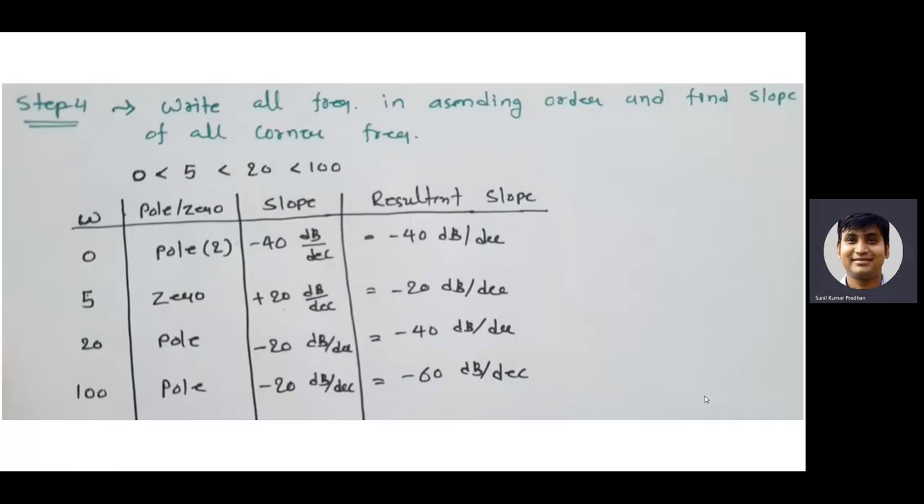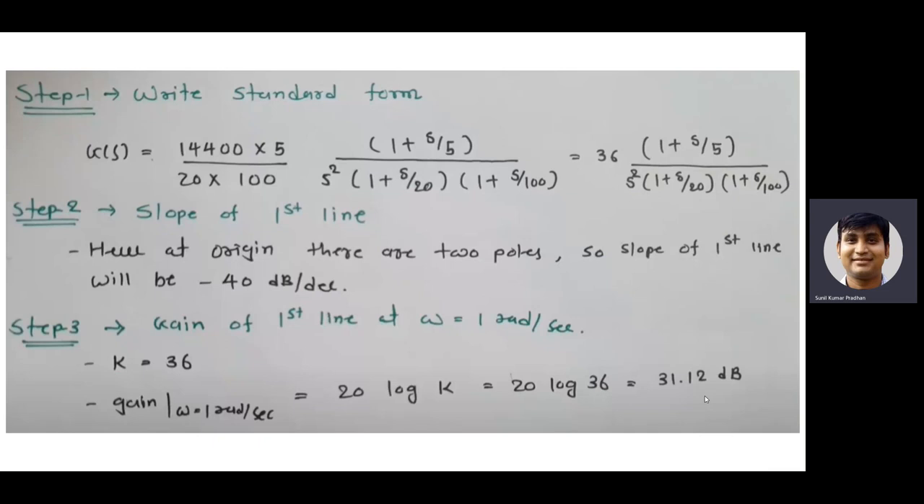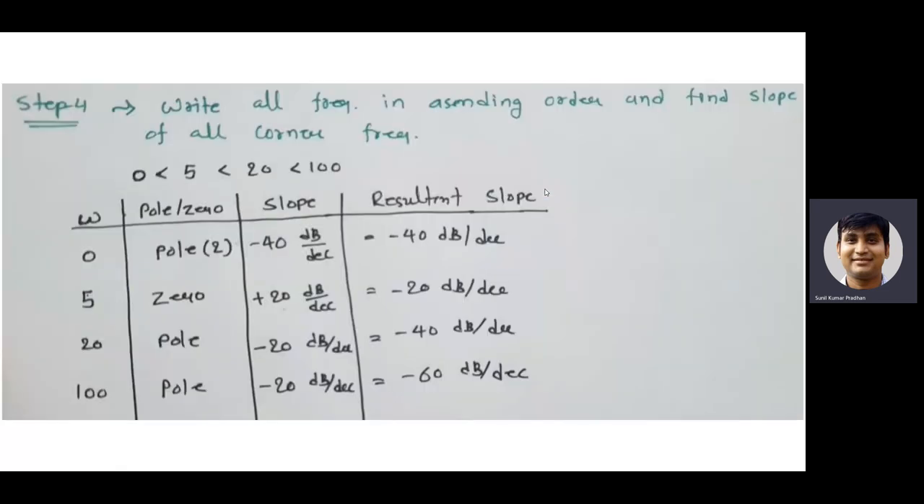Next, we have to find all the corner frequencies in ascending order. What are the corner frequencies here? Here s is equal to 0, so the corner frequency omega is equal to 0. Omega is equal to 5. Omega is equal to 20. Omega is equal to 100. You have to arrange them in ascending order and make a table. The first column is your angular frequency. The second column is whether a pole or zero exists at that angular frequency. The third column is the slope, and the fourth one is the resultant slope.